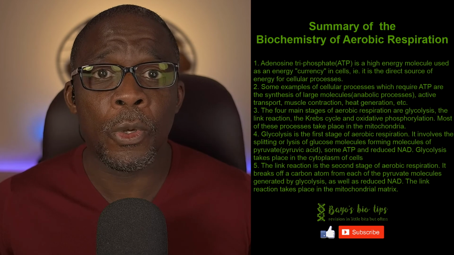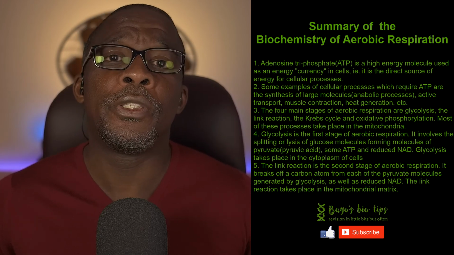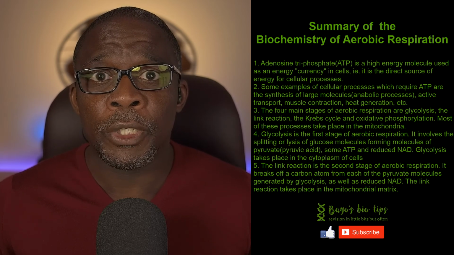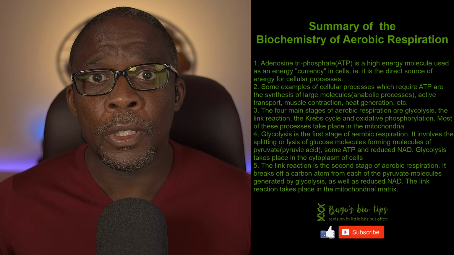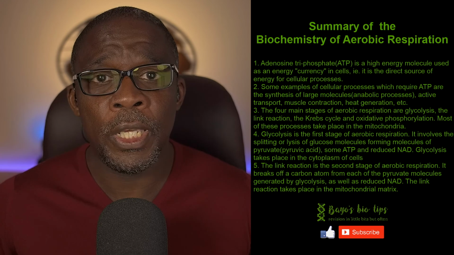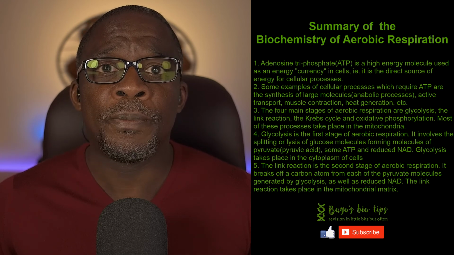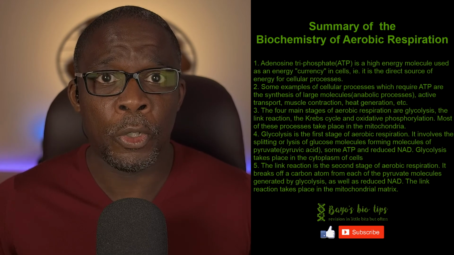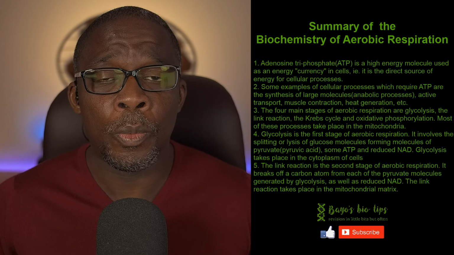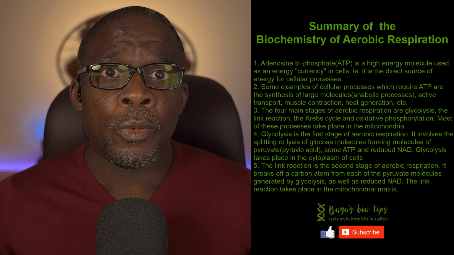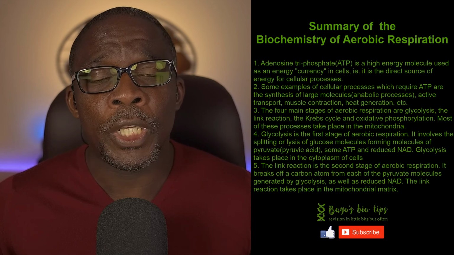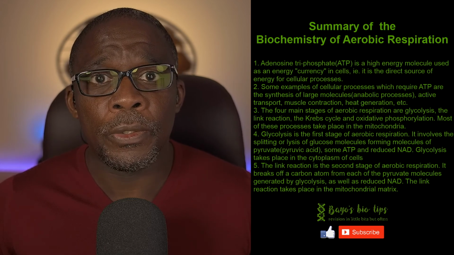Then we focused on the first 2 stages. So we started off with glycolysis. And glycolysis, as the name suggests, glyco for sugar or glucose in this case, and lysis means to split or cleave. Glycolysis is the splitting of glucose, a 6-carbon molecule, into 2 3-carbon molecules called pyruvate or pyruvic acid. So that's one of the key functions of glycolysis.